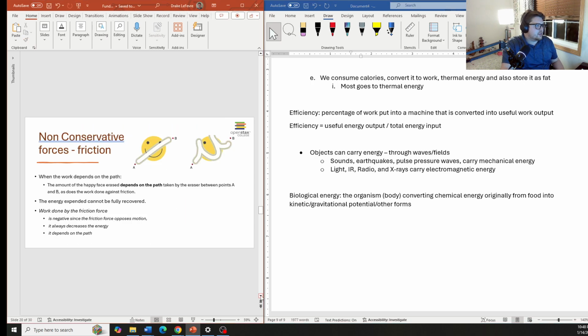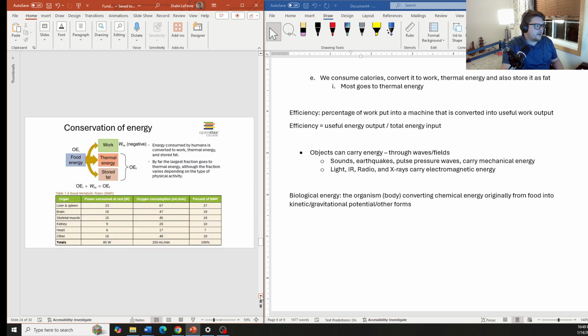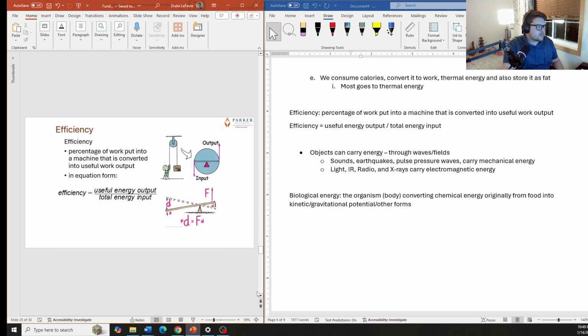Keep forgetting to move the actual slides. We talked about friction, we talked about those forces, we talked about power. Efficiency, this is referring to the percentage of work that's put into a machine that is converted into useful work output. Another equation, throw that equation into your equation sheet, because you're going to have a question that asks what's the efficiency of this, and it'll give you these values, and you need to calculate the efficiency.